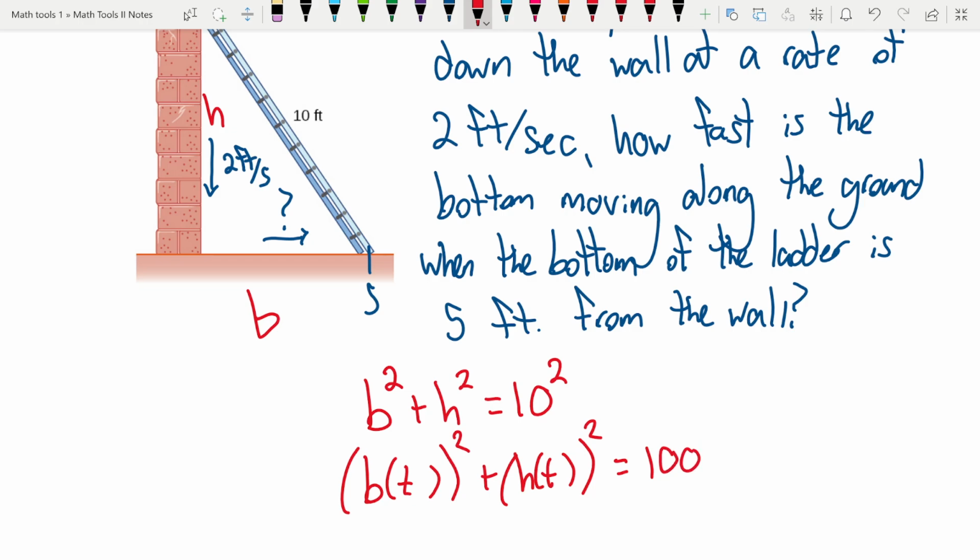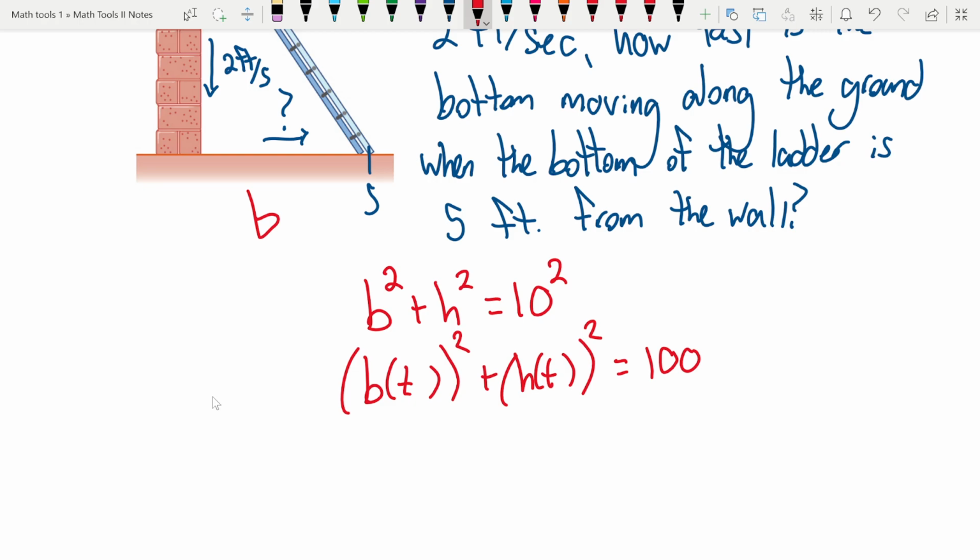So again, this is where implicit differentiation comes in, is when you have a variable which is a function of a different variable, and that's what you're taking the derivative with respect to. So here we're going to want to look at the derivative with respect to time, because that tells us how the base is changing with respect to time and how the height is changing with respect to time.